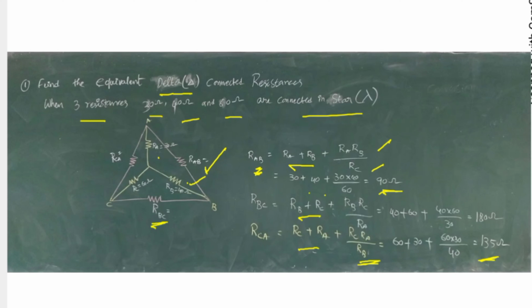Like that we have to calculate the delta resistances if we know the star. The formula is simple. If you want to calculate RAB, take the two star resistances connected to RAB, their sum plus product divided by RC. In this way we can calculate star to delta or delta to star.